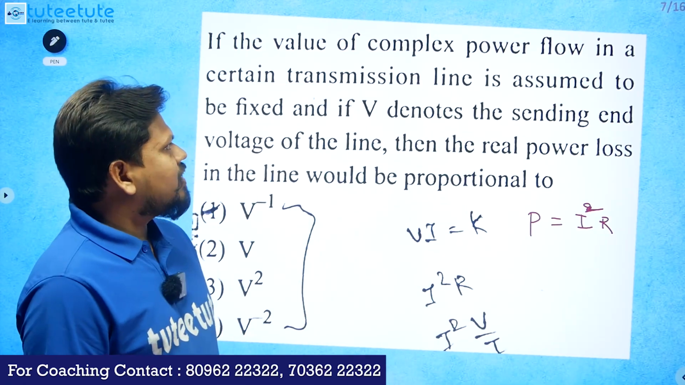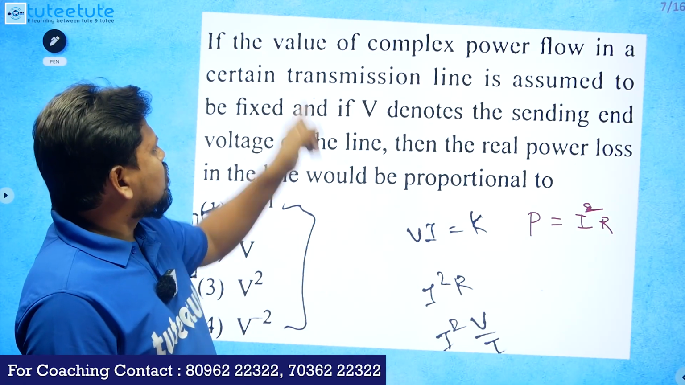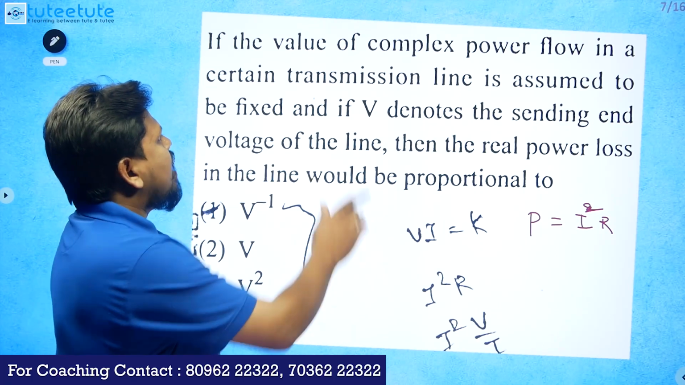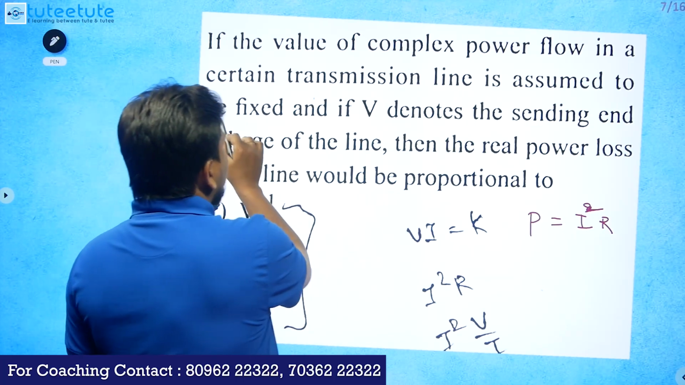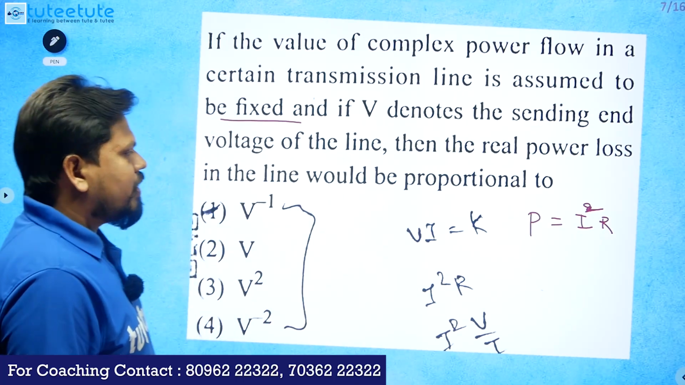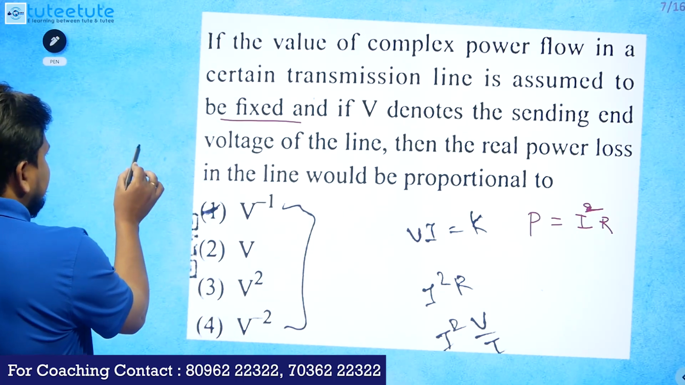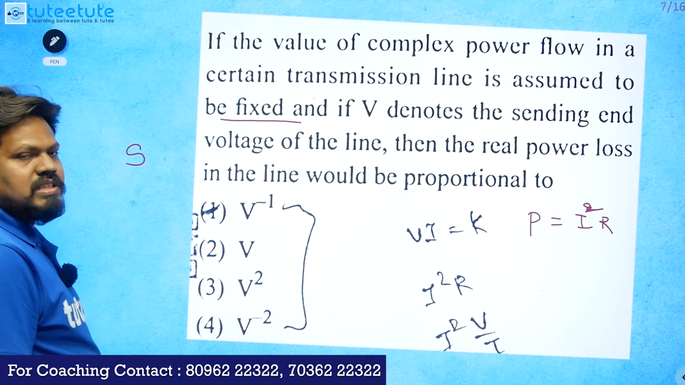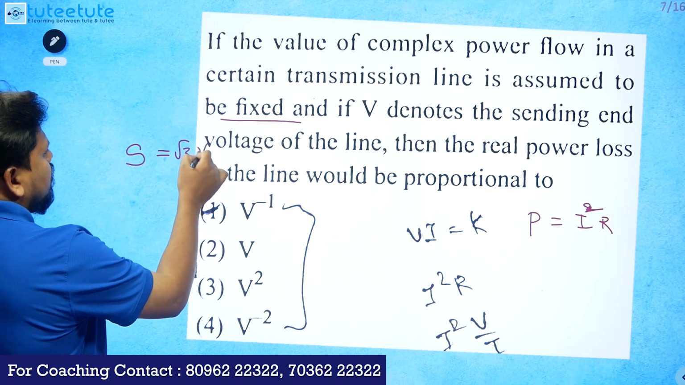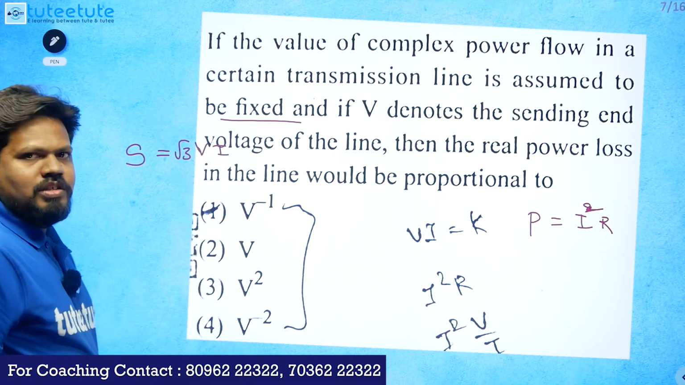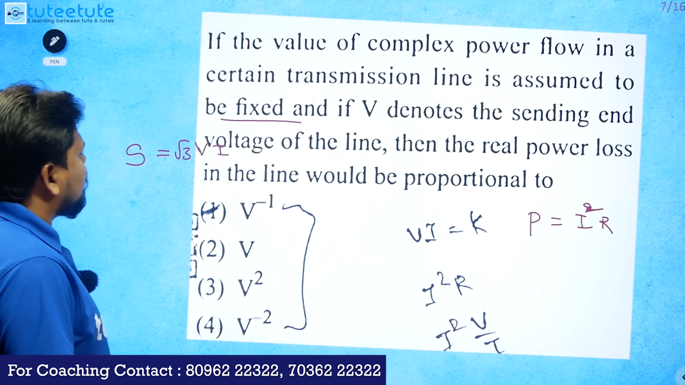But what they have given, they told already, the complex power flow will be fixed. For our certain transmission line, it is assumed to be fixed, they have mentioned. So whenever it is fixed, it means S is fixed. How can we give S? Root 3 V I, otherwise root 3 VL IL, like that we can give.